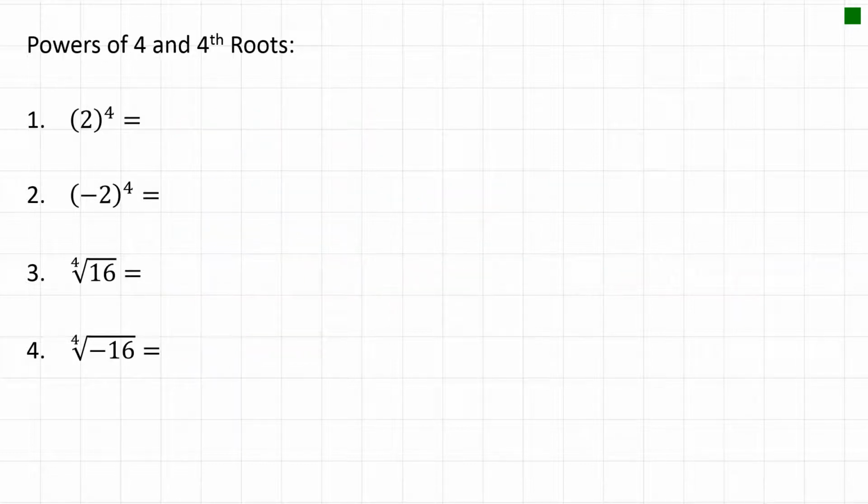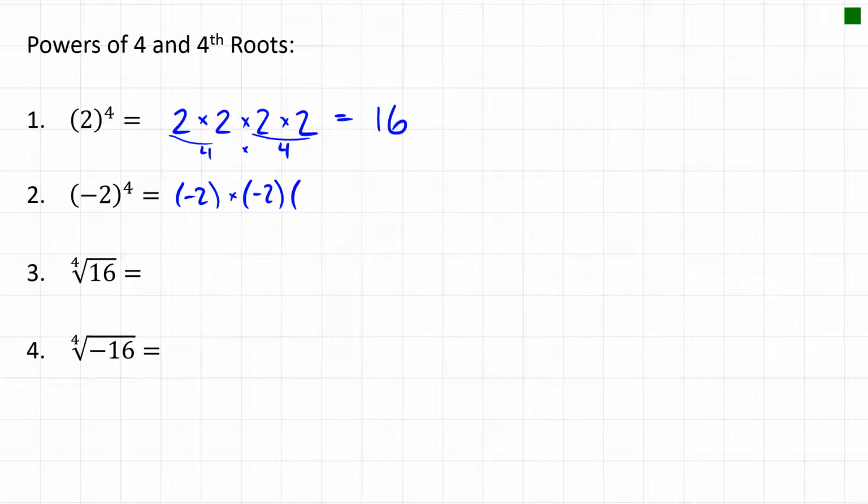Following the same process for fourth roots, this would be 2 times 2 times 2 times 2, 4 times. 2 times 2 is 4, and 2 times 2 is 4, 4 times 4 is 16. And we can do the same thing for the negative one. If we do that same thing, we get positive 4 times positive 4, which gets us, again, positive 16.